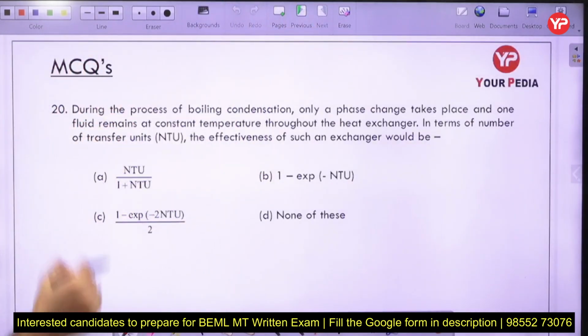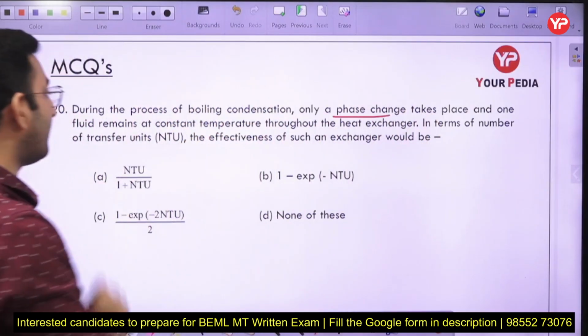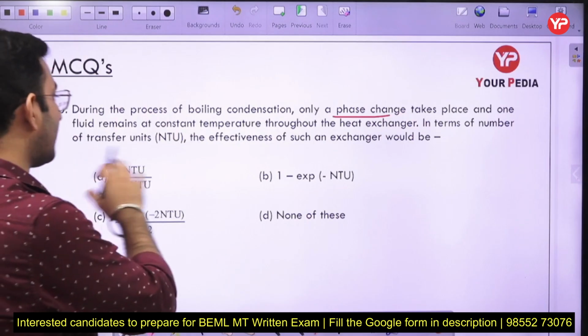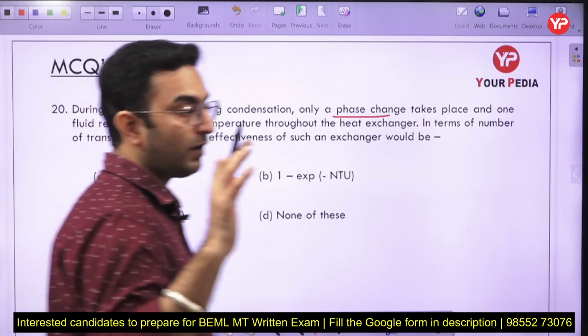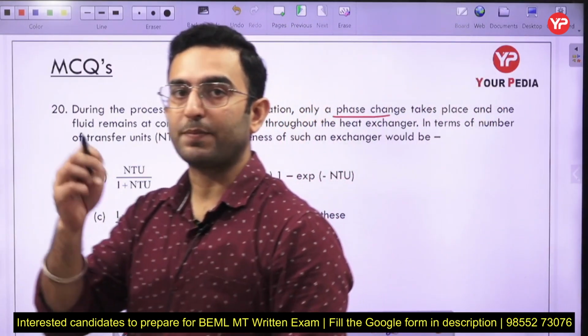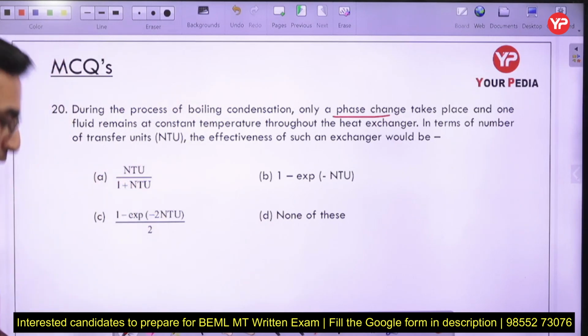Next part, during the process of boiling and condensation, only a phase change takes place and one fluid remains at constant temperature throughout the heat exchanger. In terms of the number of transfer units, the effectiveness of such a heat exchanger would be, just remember that whenever there is a phase change in the heat exchanger, no matter what type of heat exchanger you are using, either a parallel flow or a counter flow heat exchanger, you are going to get the same performance here.